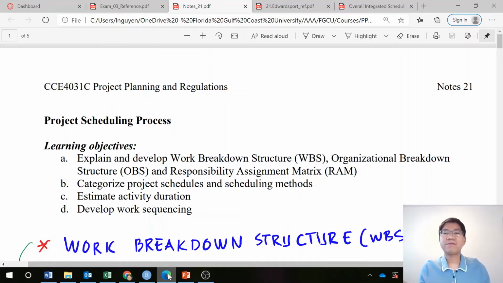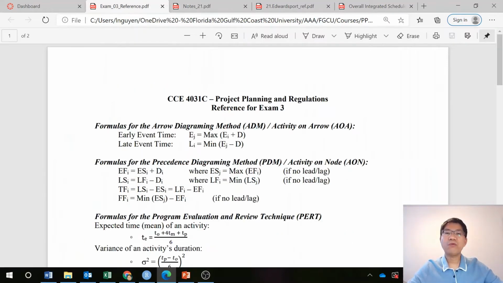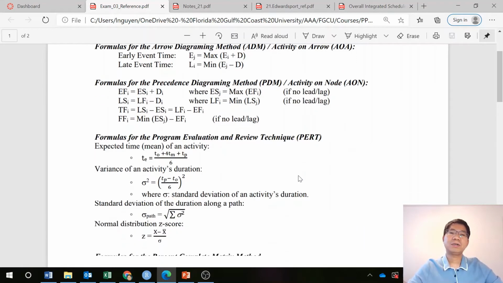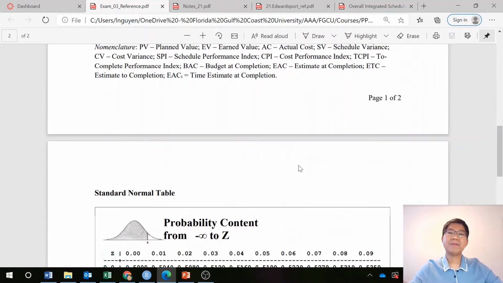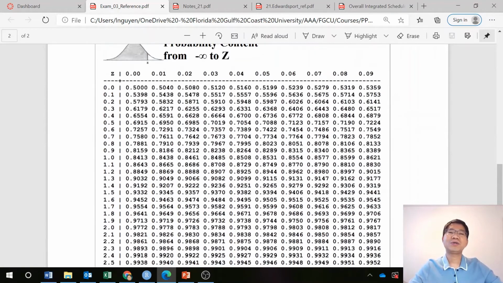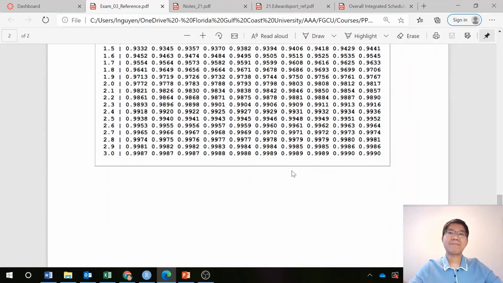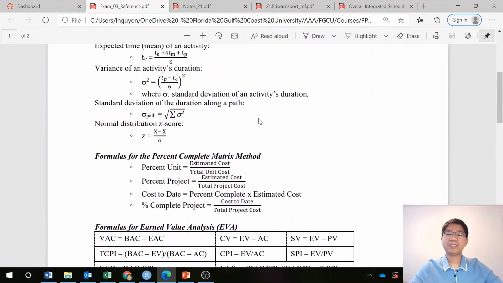So that will also prepare you for the final project we have in this class. Before we get into this class, I just want to go over the reference for the quiz and exam 3, the last exam in this class. So this is the reference. Unlike previous portions, when we had multiple pages, we only have 2 pages for the reference in exam 3 that you have to see here.